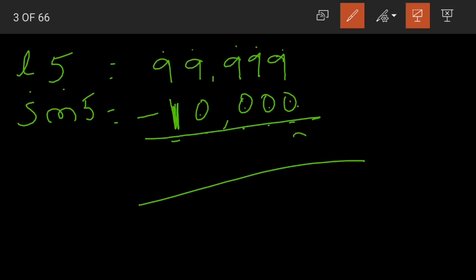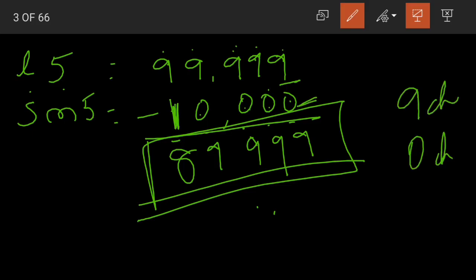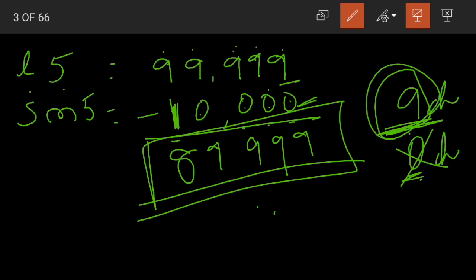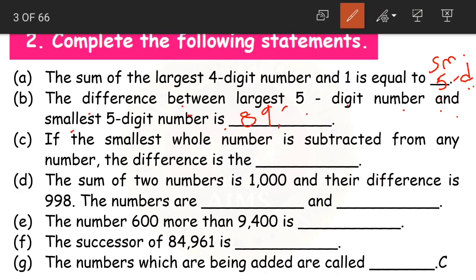Now let us subtract these two. 9 minus 0 becomes 9. Again 9 minus 0, 9. 9 minus 0, 9. 9 minus 1 becomes 8. So 89,999 is our answer. Children, 9 minus 0: you are having 9 chocolates and I've taken 0 chocolates from you. 0 means nothing, so the 9 will remain with you as it is. In the same way, 9 minus 0 is equal to 9. Clear? So our answer here is 89,999.